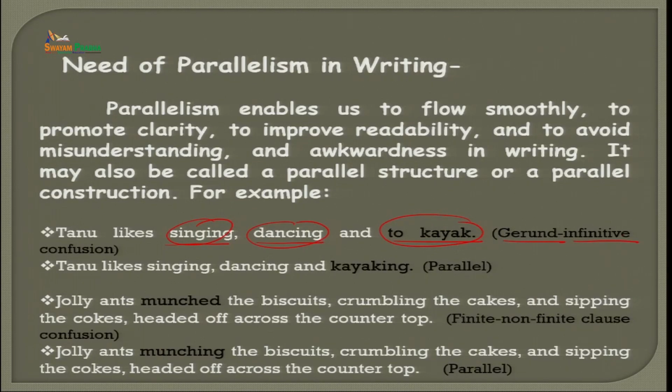What would be the correct structure? Singing, dancing and kayaking. Then further, jolly aunts munched the biscuits, crumbling cakes and sipping the cokes headed across the countertop. Now, finite and non-finite clause confusions. In this condition, crumbling, sipping, headed. So, what would be the correction in this? Munching will definitely be parallel to crumbling and sipping. Understood everyone? So, that is again by adding ing to it, finite to non-finite clauses.